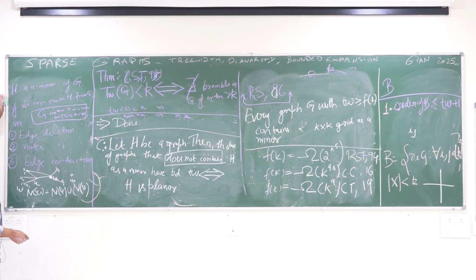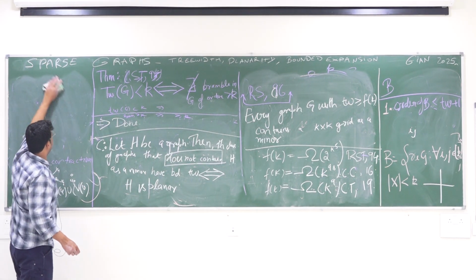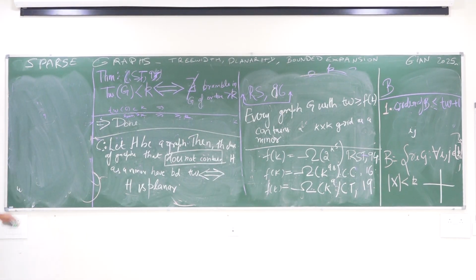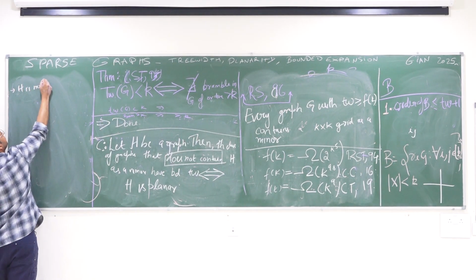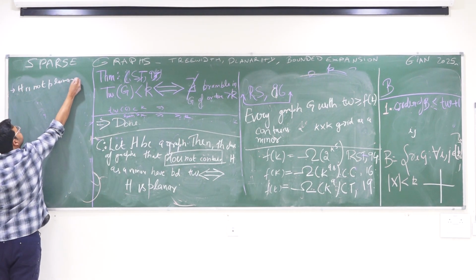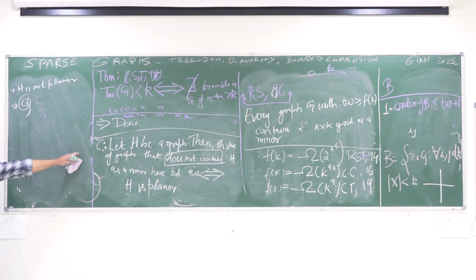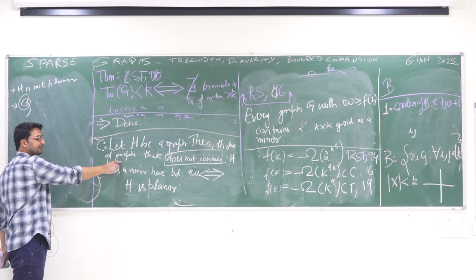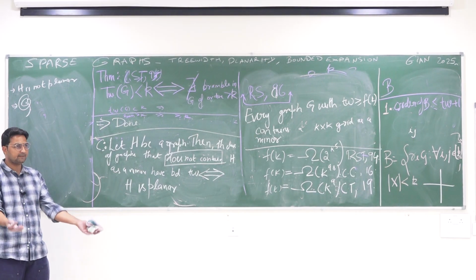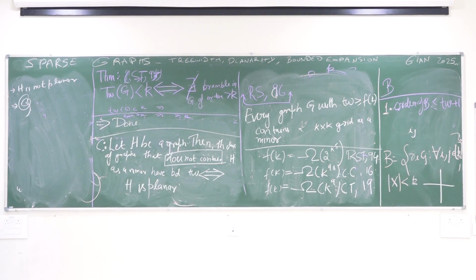The proof is very simple. Let's say, to begin with, H is not planar. Then G contains all planar graphs, and I know that planar graphs have unbounded treewidth. So the first direction is okay: if H is not planar, then the class of graphs that you obtain by excluding H as a minor has unbounded treewidth.